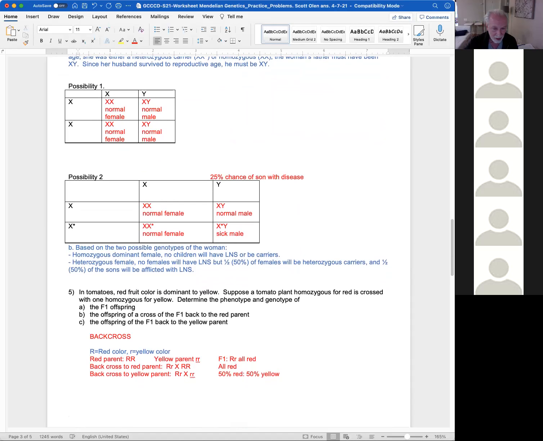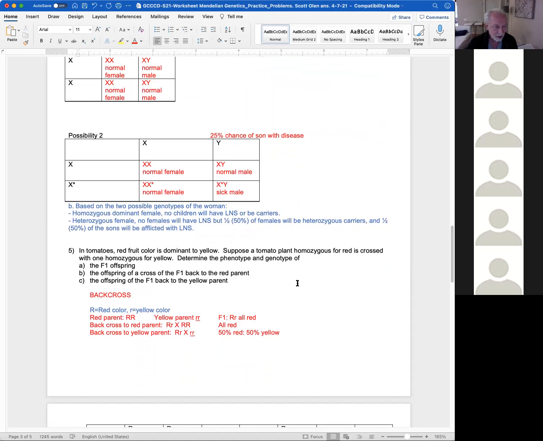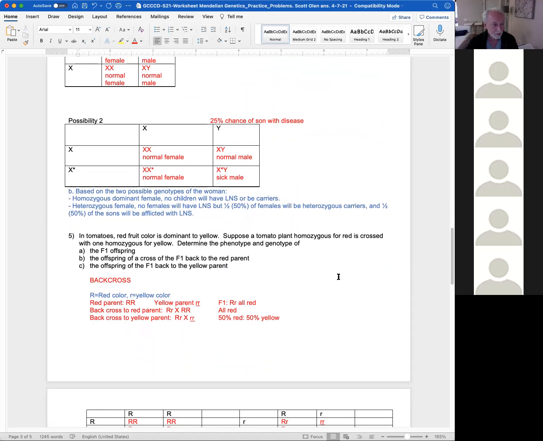Okay, I'm going to skip over a couple here. Let's see. Oh, no, I want to do the next one because it illustrates another point, and that is a backcross. What we have been focusing on is when we make a parental cross and we get an F1, and we've been going to the F2. And that means what? How do you get an F2? Anybody?